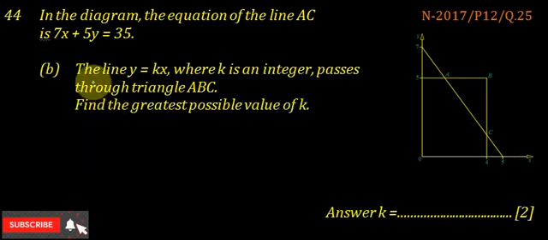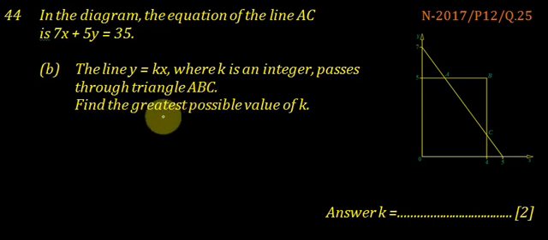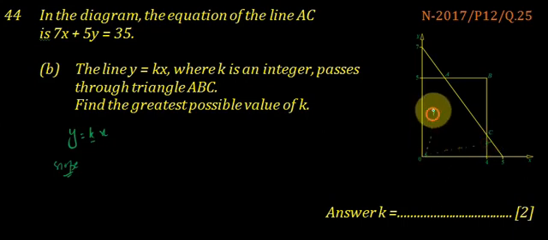Now part B. The line y is equal to kx, where k is an integer, passes through the triangle ABC. Find the greatest possible value of k. So the equation of the line is y is equal to kx, and we know that the coefficient of x is the slope, and it is greater when the line is closer to the y-axis. The closer to the x-axis, the less the slope. So we must pass this line through A, so that we can find the maximum slope, because we are finding the greatest possible value of k.